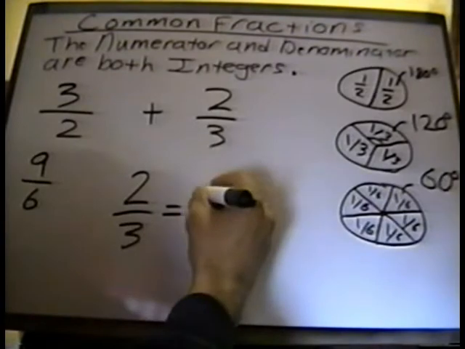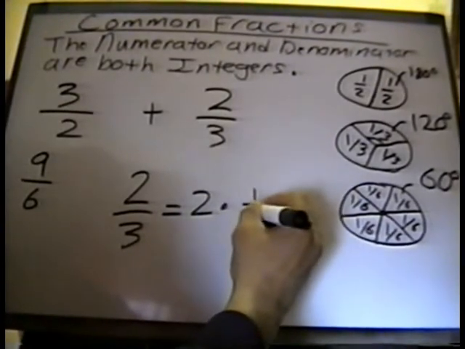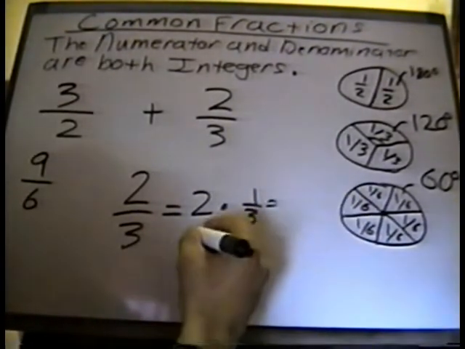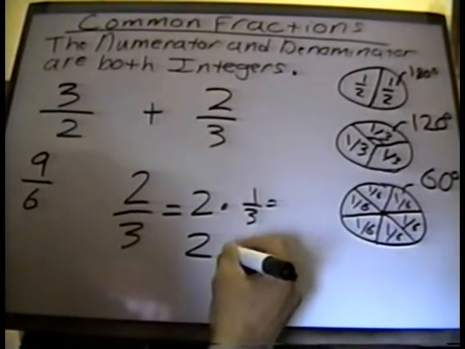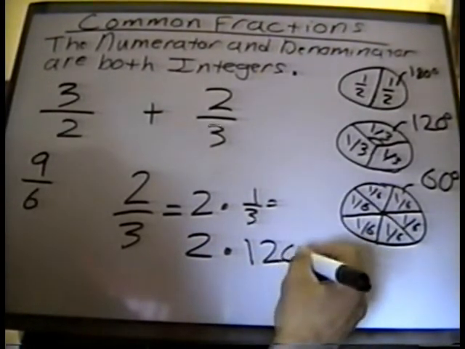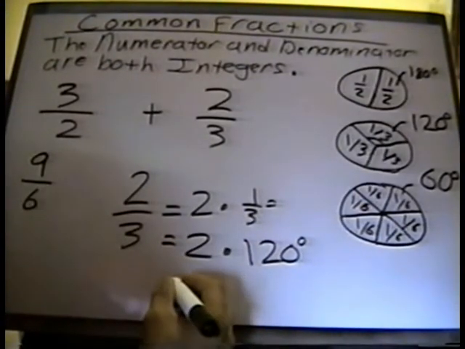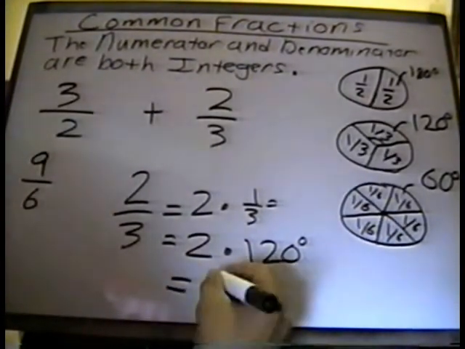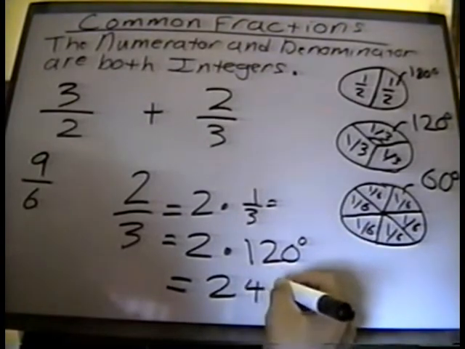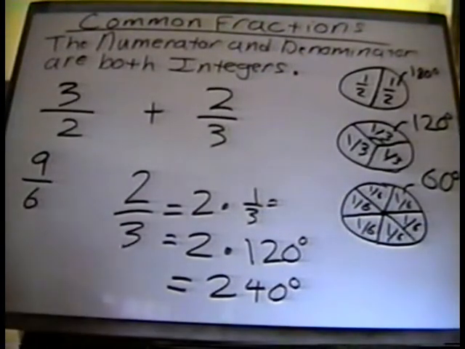2/3 equals 2 times 1/3, or 2 times 120 degrees, which gives you 240 degrees. Okay, that's what 2/3 is of a circle.